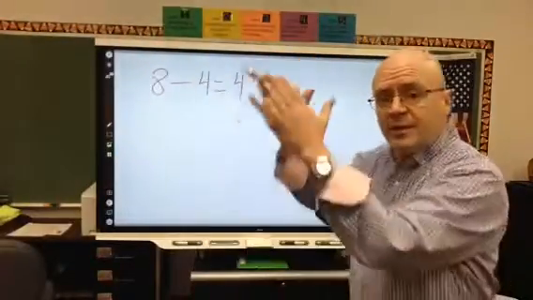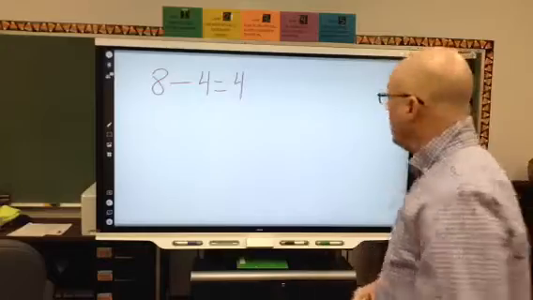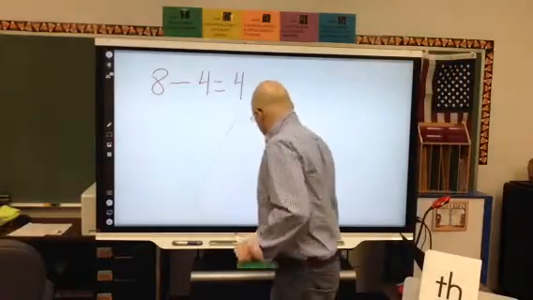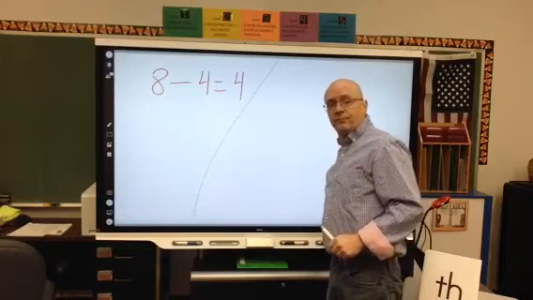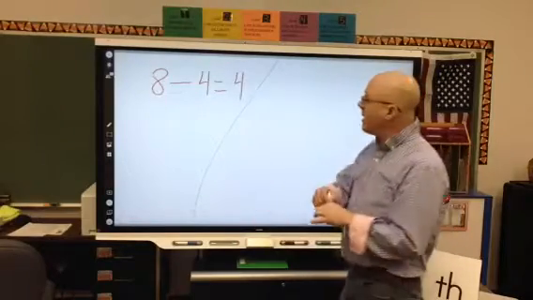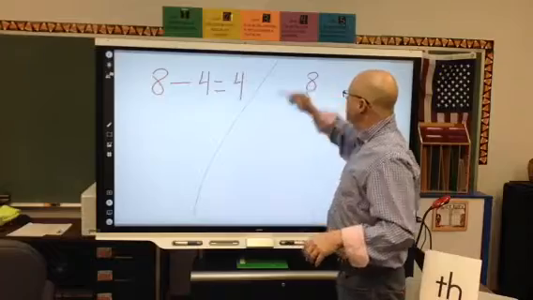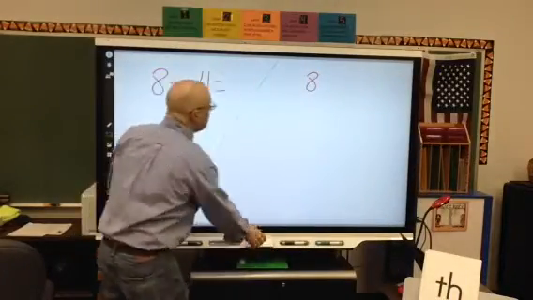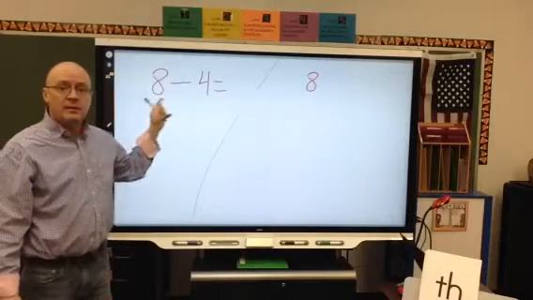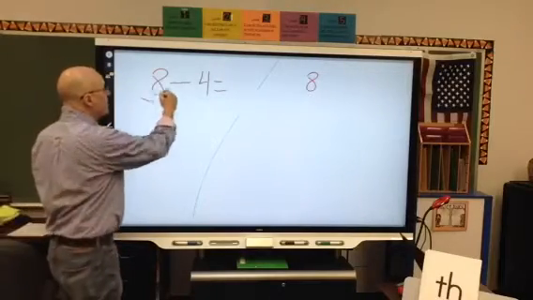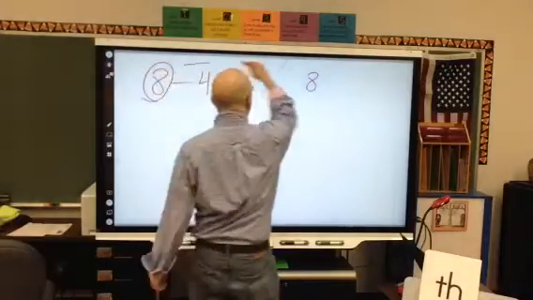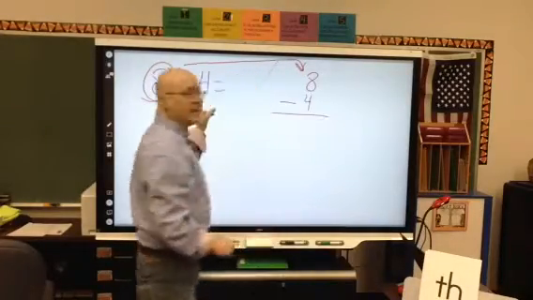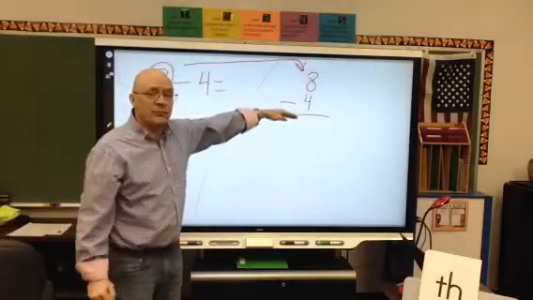Now, if we wanted to line this up and down, which first grade, you're going to have to do that today. So when you do that, the number on top is how many you start with. 8. So if you see a problem that's written this way, this first number is going to be your top number. The second number is going to be underneath your first number.